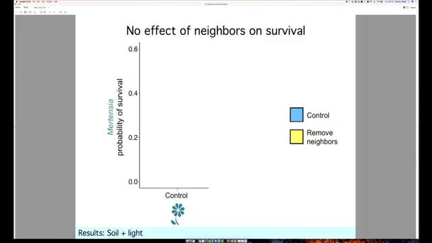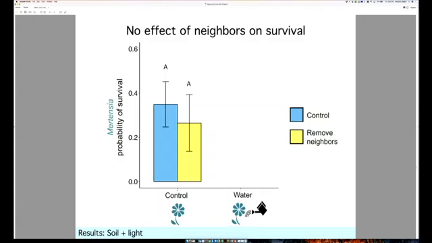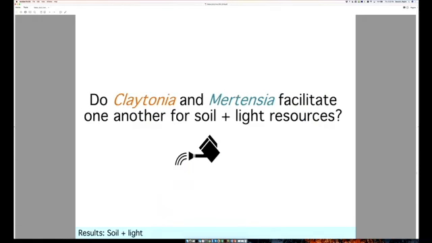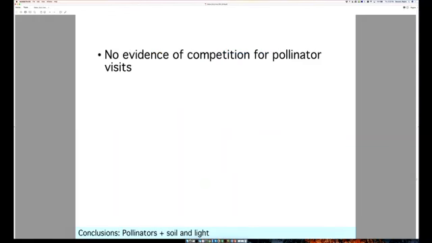And I actually found no effect of neighbors on survival, even with the watering as well. So I'm again plotting probability of survival, and this is control where I didn't add water. So we do see a little bit of a decrease in survival when I remove neighbors, but it's not statistically significant. And when I add water, we do see an increase in survival. Again, this is not statistically significant. Okay, so do Claytonia and Mertensia facilitate one another for these soil and light resources? And the answer is not at the scale that I was looking at, or no in this case.